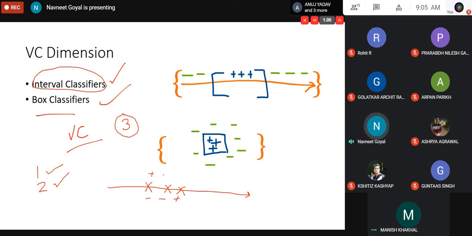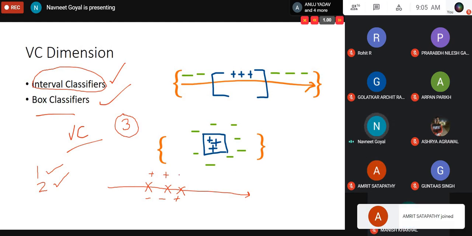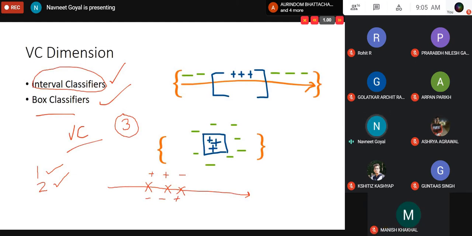So I'm just trying out some random combinations. 2 pluses on the left and then a negative on the right. Do we have a solution? Yes, we have a solution. And then if we have negative on the left and 2 positives on the right, do we have a solution? Yes, I can do this.